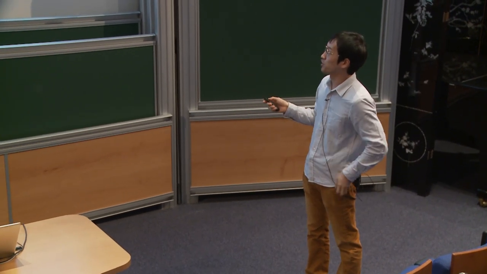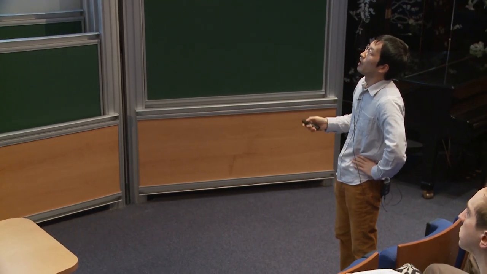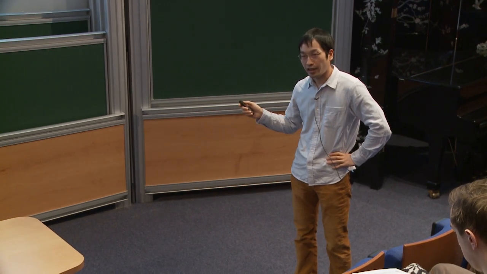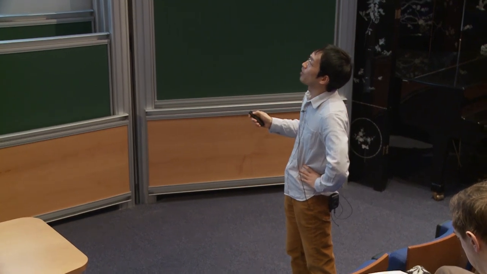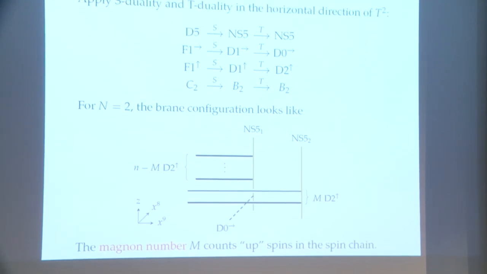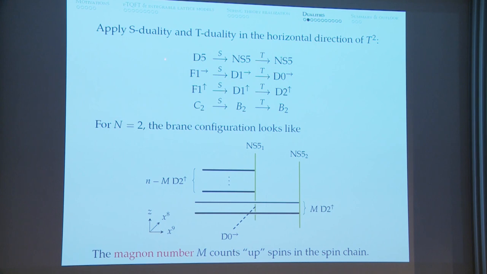And that restricts the choices of C. Okay, because we have embedded everything into string theory, now you can apply string dualities. All right, so, first chain of dualities. There are infinitely many chains of dualities you can think of, but one interesting chain of dualities you can apply to this setup is S duality and then T duality in the horizontal direction of the torus. Right?